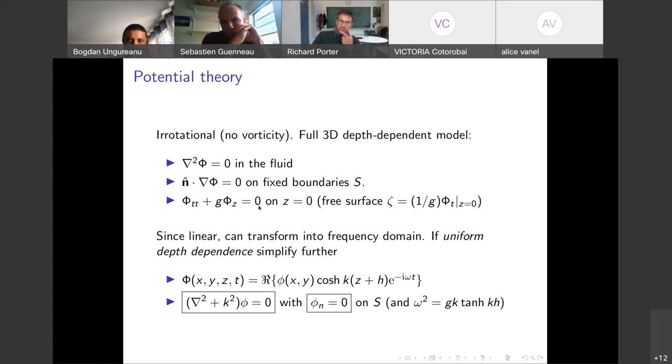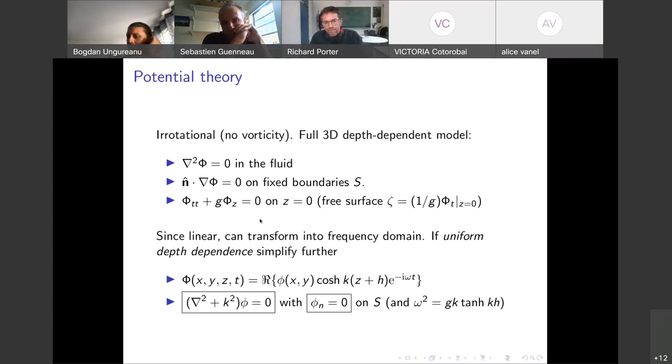I can now solve the problem fully in terms of my velocity potential. So this is just textbook stuff. This is the type of stuff that you would teach an undergraduate student about linear water waves. Now, this is full 3D and depth dependence. It's now linear, and there are two things that you can do. Immediately, you can move this into the frequency domain, that is to assume that the motion has a single frequency omega.